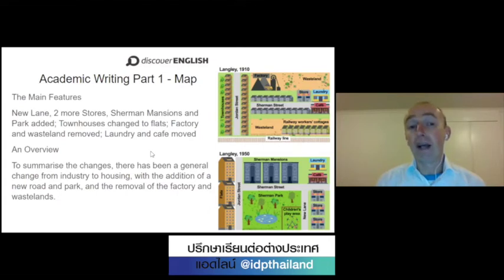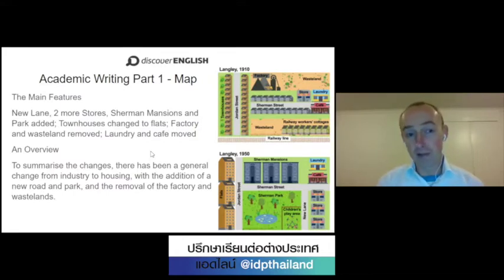The townhouses changed to flats. So you see the townhouses on the left-hand side of Jordan Street in 1910. Those townhouses, they're actually on both sides of Jordan Street. They become flats in 1950. The factory and wasteland have been removed, and the laundry and the cafe have both been moved. So those are the main features. The main features are the differences between the 2 maps.